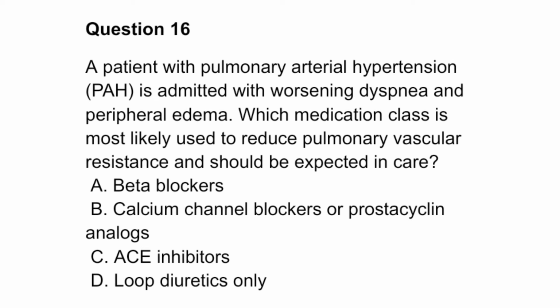Question 16. A patient with pulmonary arterial hypertension, PAH, is admitted with worsening dyspnea and peripheral edema. Which medication class is most likely used to reduce pulmonary vascular resistance and should be expected in care? A. Beta blockers. B. Calcium channel blockers or prostacyclin analogs. C. ACE inhibitors. D. Loop diuretics only.